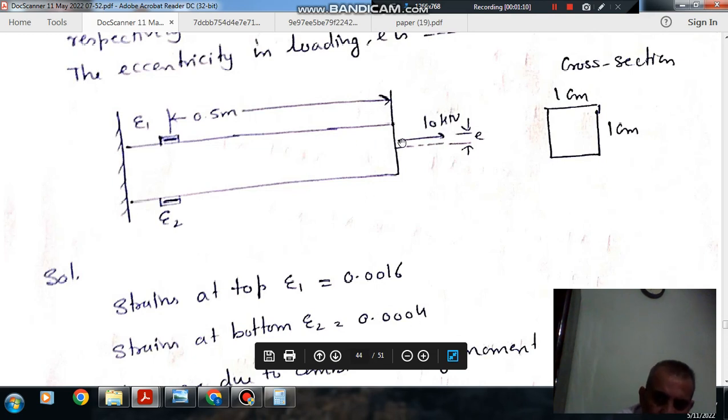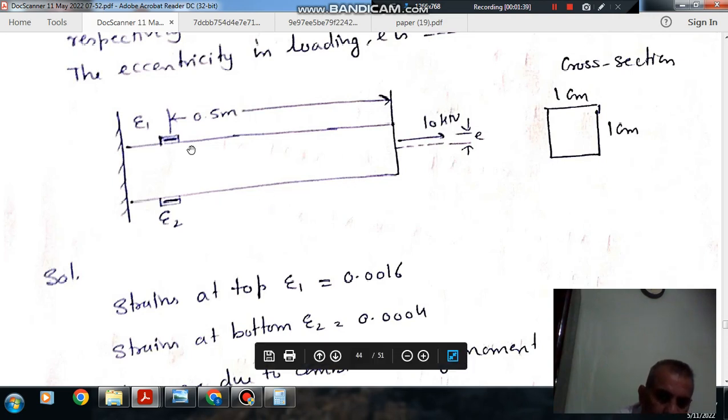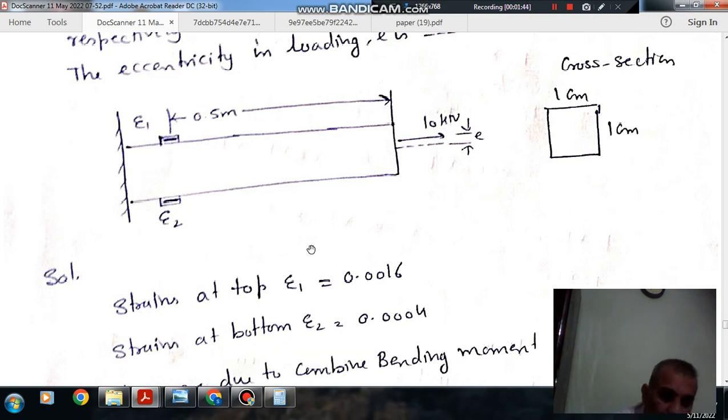So as we can see, the strain at 1 and 2 is due to two reasons. One is due to direct stress and one is due to bending, because this 10 kilonewton load is acting at an eccentricity E. So this bending will cause an extra tensile strain in the topmost part and extra compressive strain in the bottommost part. So the strain in the topmost part will be more and strain in the bottommost part will be less.